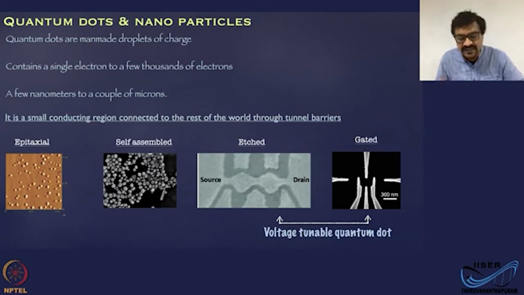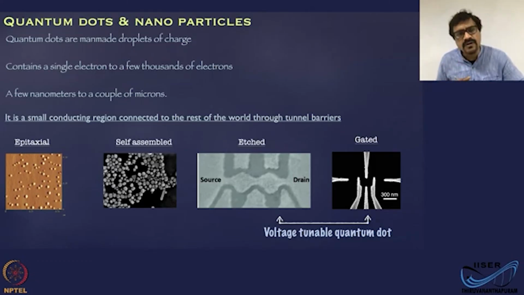These quantum dots in general contain a few thousands of electrons, and the size could be nanometers to a couple of micrometers. So they are not necessarily nanoparticles. The requirement is you need to observe quantization effects or quantum confinement effects on various electrical and electronic properties.